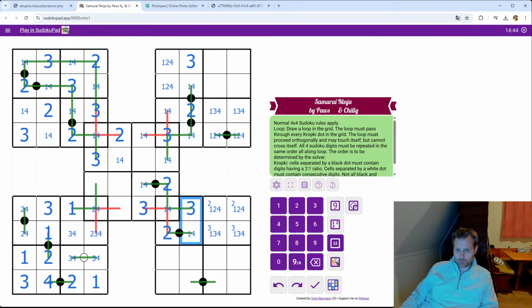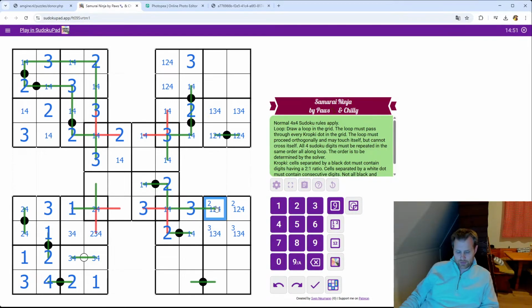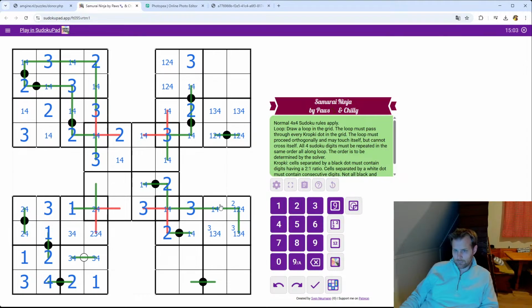This can't close because then you will exclude this one. So this one must continue. And that means this can't be a 2, because the 2 can't be next to the 3. And this one must take a 2. So that one must take that one. That one must go down. So this is a 2.